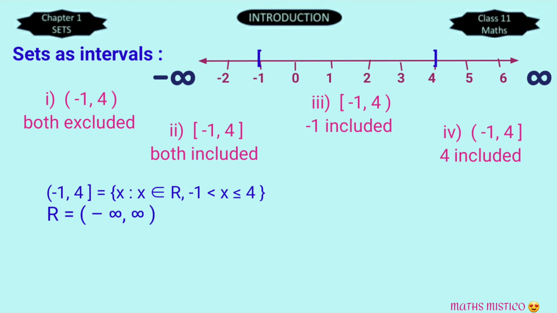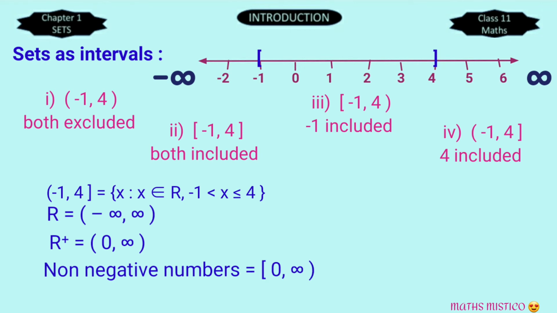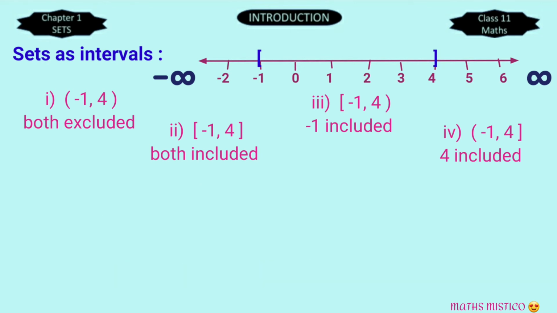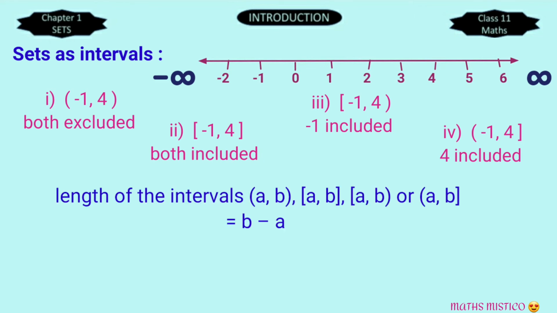Similarly, the positive real numbers can be described by the interval (0, infinity), and the non-negative numbers by the set [0, infinity). We have a term length associated with each interval. It may be any type of interval, whether open or closed. Its length is given by the difference of the 2 endpoints. For example, the length of (a, b), or for that matter [a, b] or [a, b), is given by b minus a.